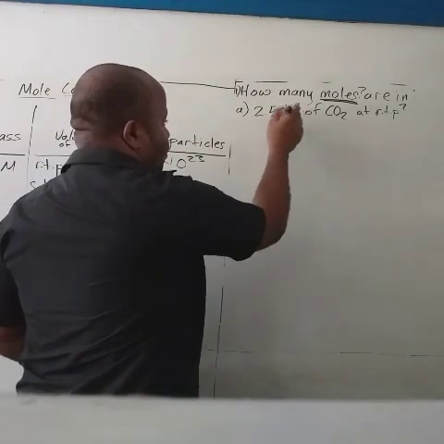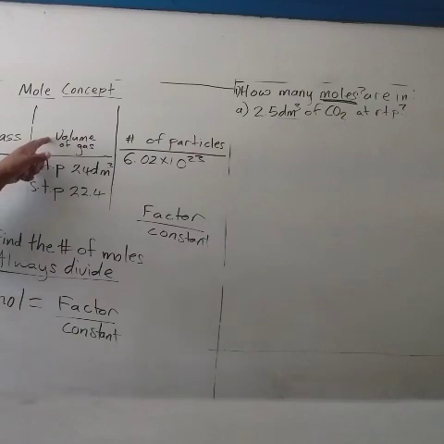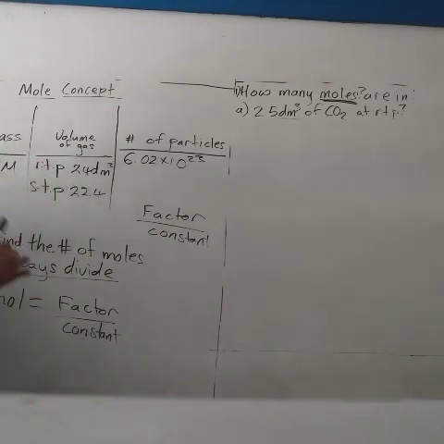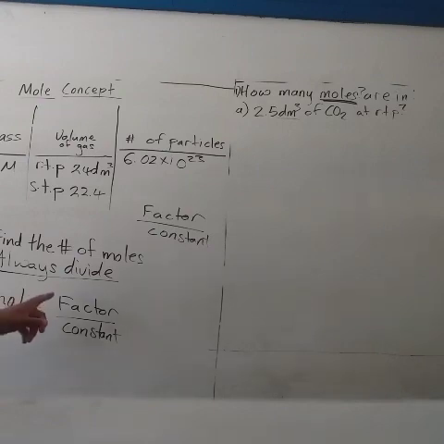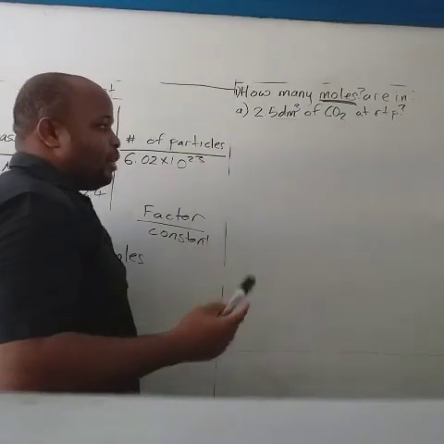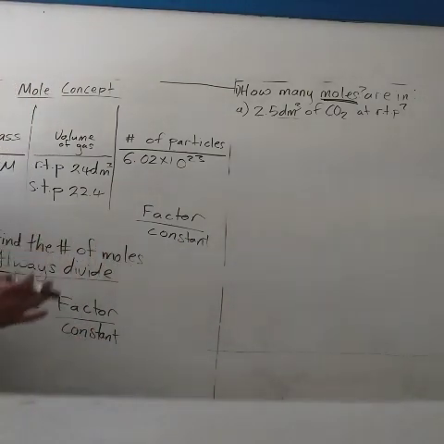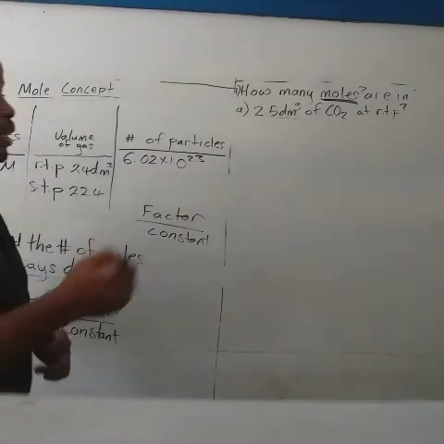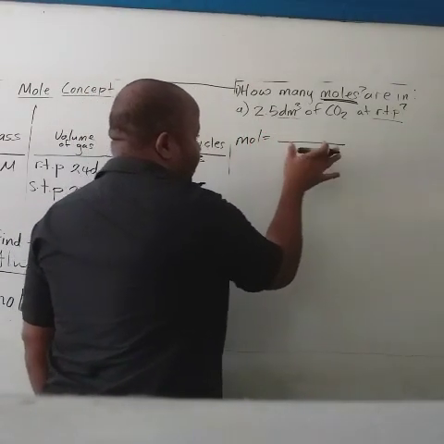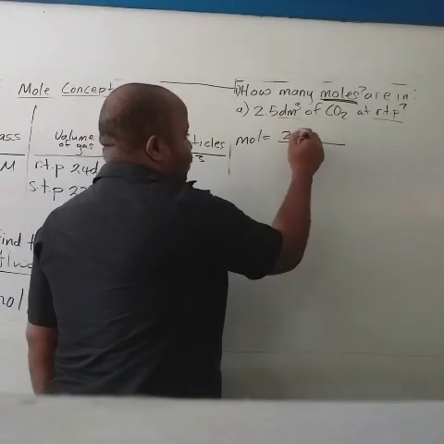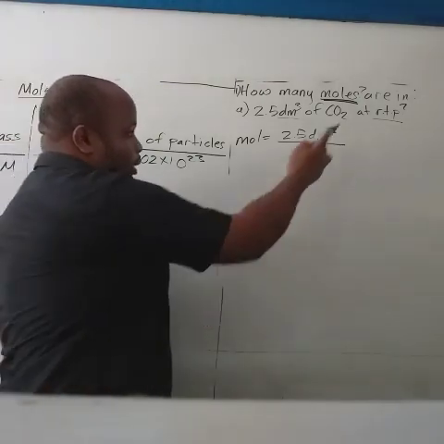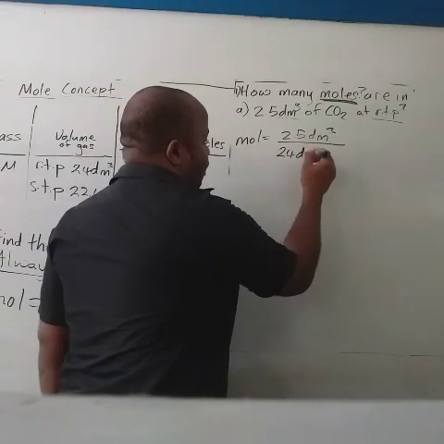Once you see dm³, that is the unit for volume. So once you see dm³, it tells you that the factor you are working with is volume. So to know which factor is given in the question, you will just look at the unit. So the unit is dm³, that tells you that the factor is volume of gas. Once it's volume, it will either be RTP or STP. And the question said RTP. So we know that if we want to find moles, we must always divide. They gave us a factor, 2.5 dm³. Once we see dm³, we know that it is volume. RTP, so we must use 24 dm³.